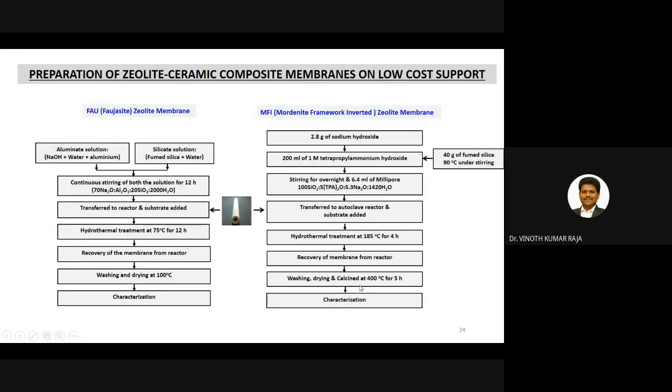and calcined at 400 degrees Celsius in order to remove the organic matter present in the membrane. Here we have calcined, but in the case of FAU, the calcination step is not required. So further the membrane was characterized and utilized for application.